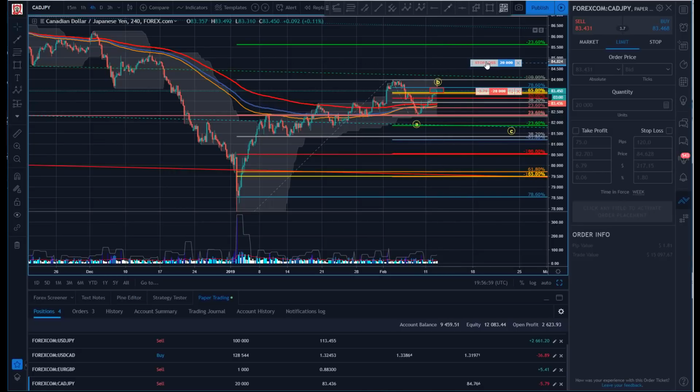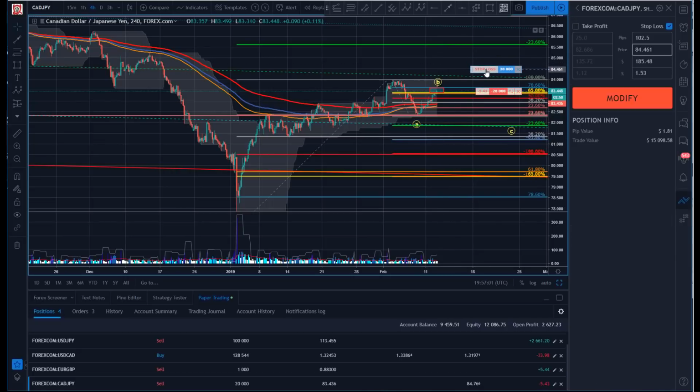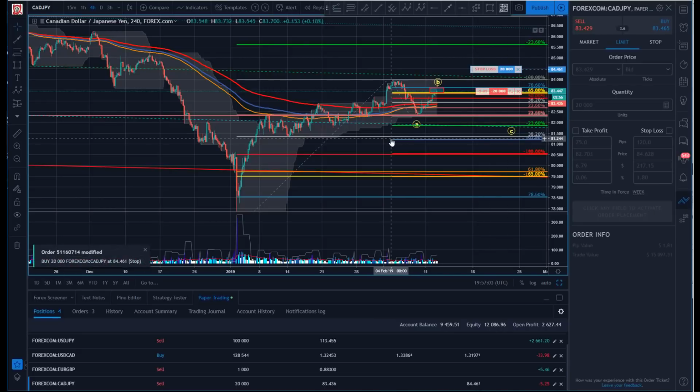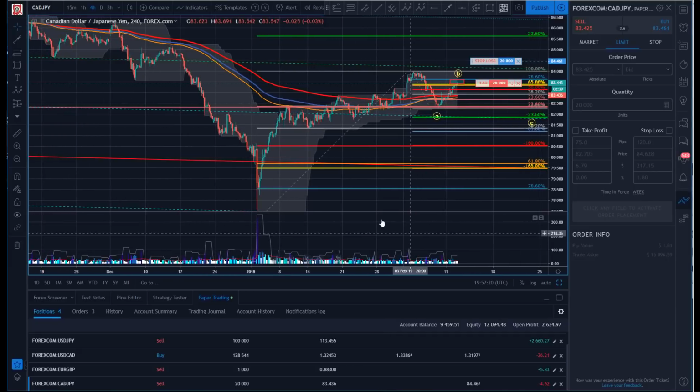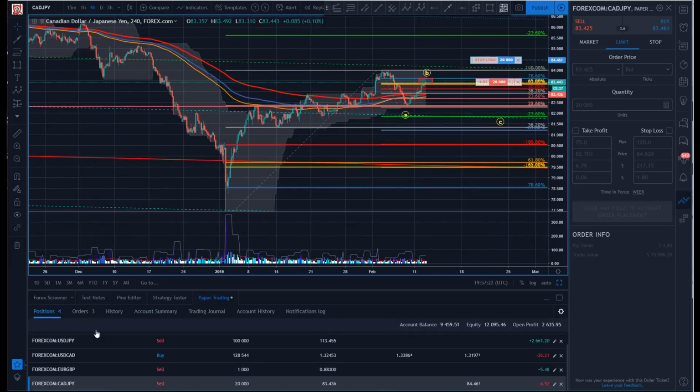And I can modify, I can drag that stop down. Okay, I dragged it down. Now I'm closer to that 2 times the ATR, the daily ATR. It's really, really good. It's so easy the way they do it. Now compare that to the trade in crypto. I think you're going to find this very manageable and very easy to do. And you've got all your history, orders, account summary, trading journal, all of this down here, all available to you.